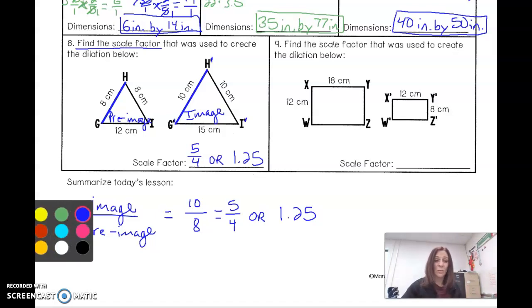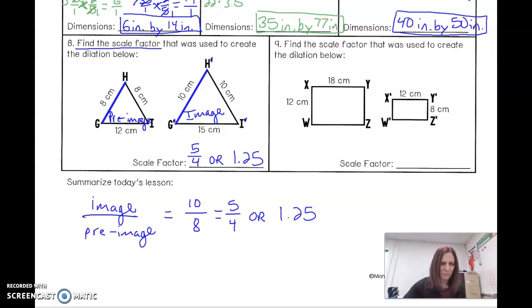Now, the reason I only say you do it once is because if you did another one, let's say you compared GI to G prime I prime. Well, again, my image is 15. My pre-image is 12. 3 goes into both of these. So if I divide 3 out of both of them, I get 5 divided by 4. You don't need to do them all, okay? Because remember, each side is growing by the same scale factor. So you don't need to test them all. If it wasn't the same scale factor, it'd look pretty weird.